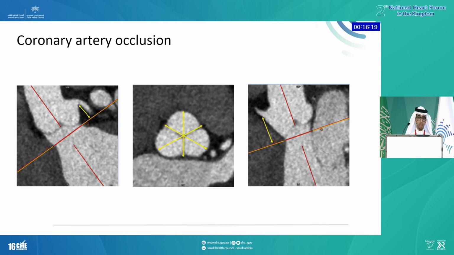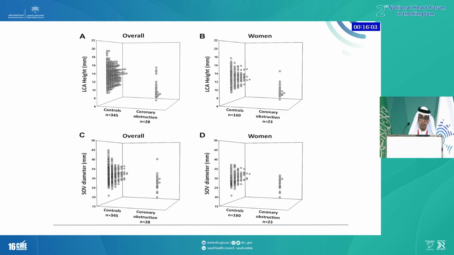So we have to look at the left and right coronary height from the annulus, and the sinus of Valsalva. The magic number for the height of the coronary artery, especially the left main, is 12. In some studies, they mention it's 10 millimeter, and for the sinus of Valsalva, if it is less than 30 millimeter, the risk of occlusion is high. As we can see here, most of the occlusions happened when the left coronary artery height was less than 12, and the sinus of Valsalva was less than 30 millimeter.